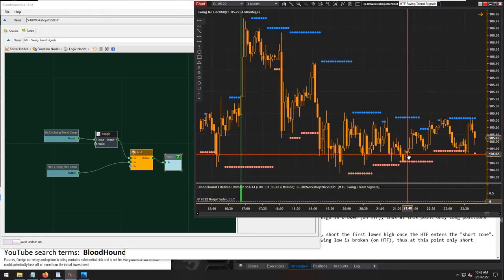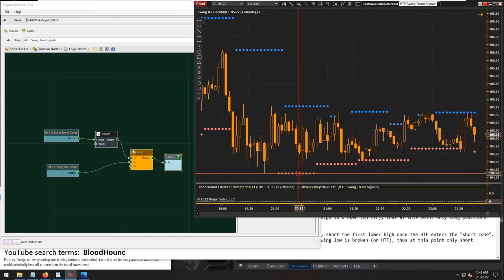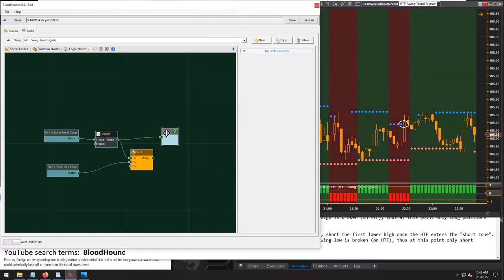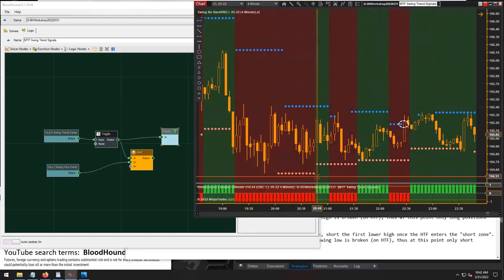Now, here we go. Look what happens here. We have higher lows, and then we get a break of the swing high, but we don't have a signal here. So what happened? Well, let's take a look. We get a higher low, and so we get a long output. But then we got a lower high, so it switched to a short output for a downtrend. And then we got a higher low, so it switched to a long output for an uptrend.